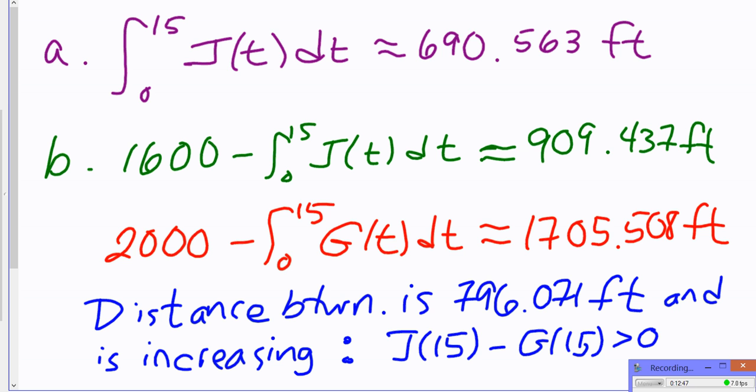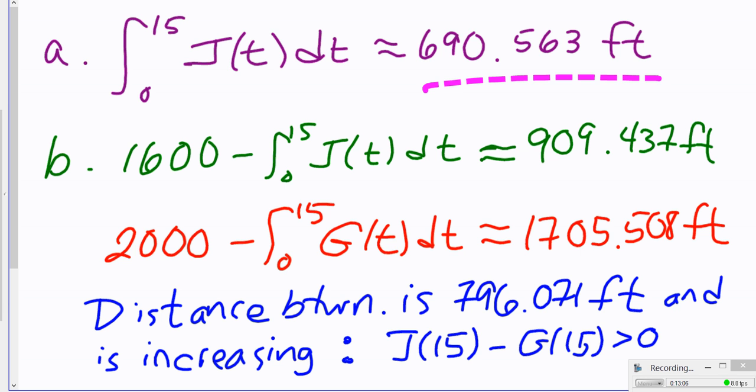Okay, we're back to talk about Jack and the beanstalk. In the first part, you're asked how far Jack climbs in 15 minutes. So you're really just looking for his distance traveled. You're going to take his rate and integrate it from 0 to 15. And you can see my answer there, the 690-ish number.